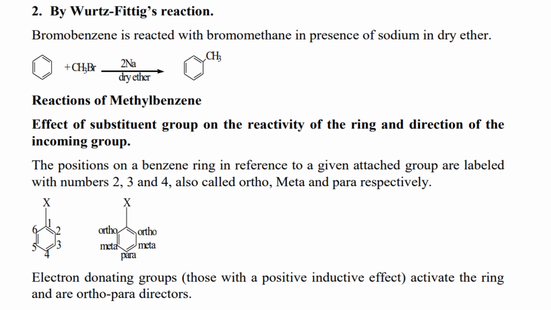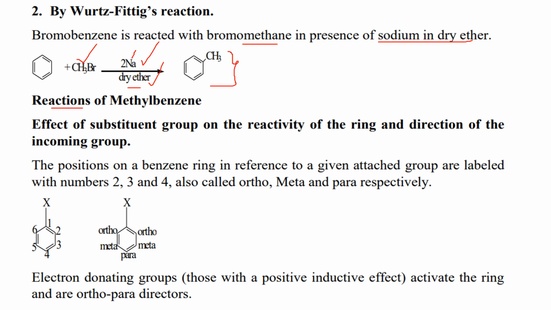Another way of synthesizing toluene, or methylbenzene, is that you can use bromomethane, but this time around you don't need a halogen carrier. What you need is sodium in dry ether. By Wurtz-Fittig reaction, bromobenzene is reacted with bromomethane in presence of sodium which is put in dry ether. That's why you're having these conditions. Your reagent is bromomethane. Sodium is also involved as a reagent, but dry ether is a condition, that's why it's below the arrow. So you'll be getting your methylbenzene.